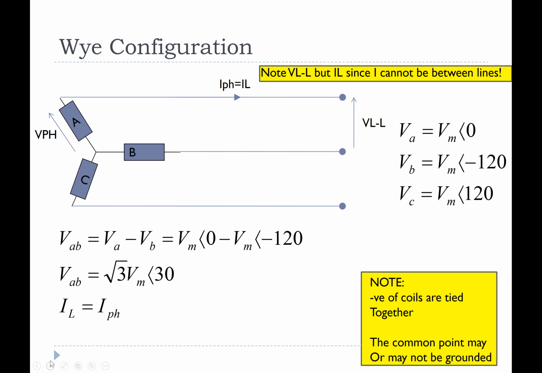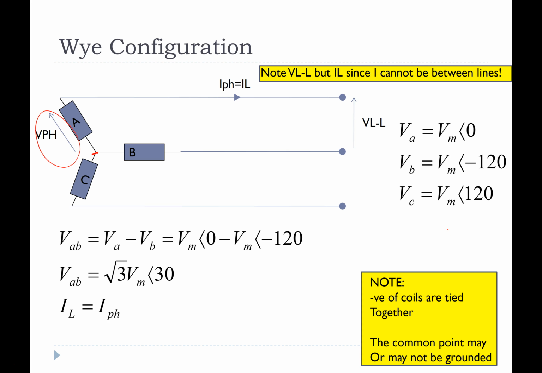So for the Y configuration, we have the phase voltage here, as you could see, from the neutral point to the line, and then we have the line voltage, which is just between two lines. So we have VA, which we're going to define as Vm angle 0. VB will be Vm angle minus 120, and VC, which is Vm angle 120.